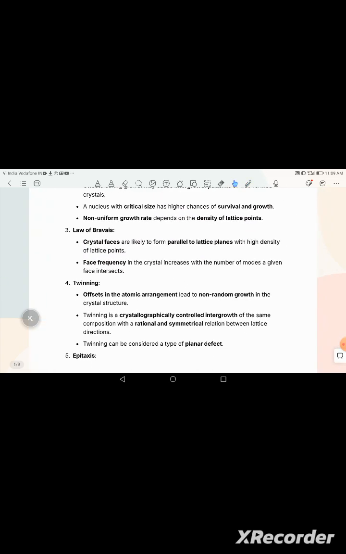Twinning is an offset of the atomic arrangement that leads to non-random growth. Twinning is a crystallographically controlled intergrowth of the same composition with a rational and symmetrical relation between the lattice directions. Twinning can be considered as a planar defect.